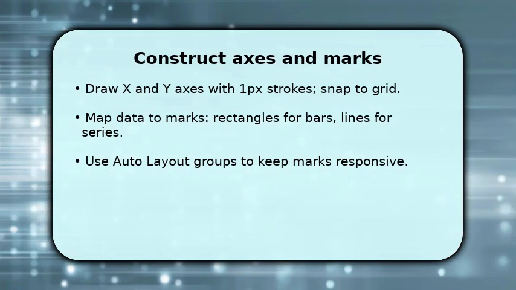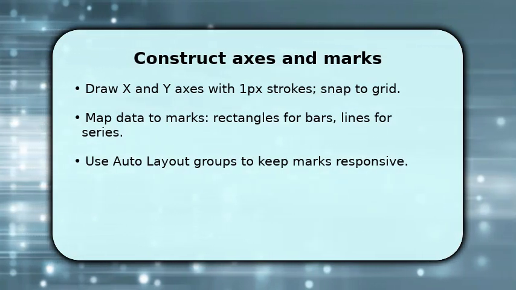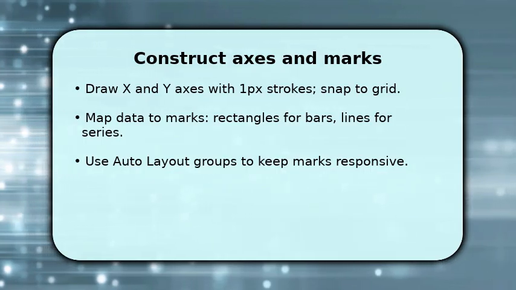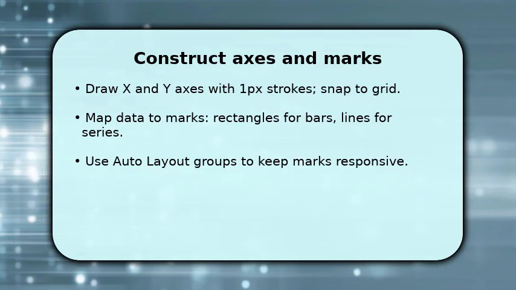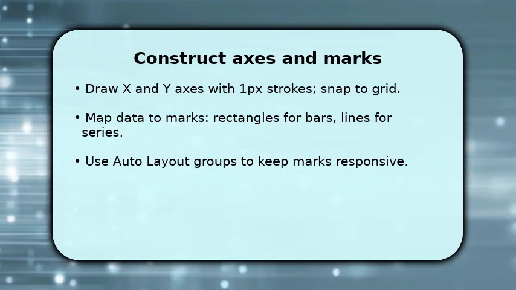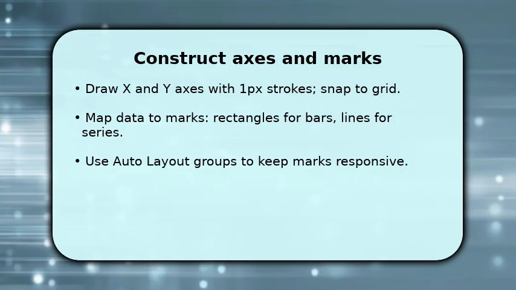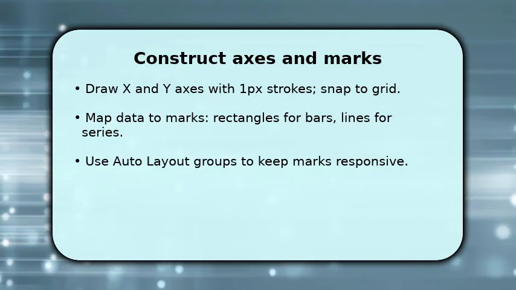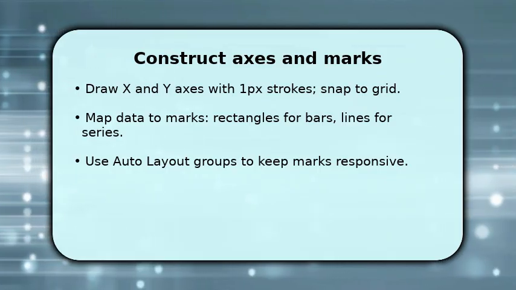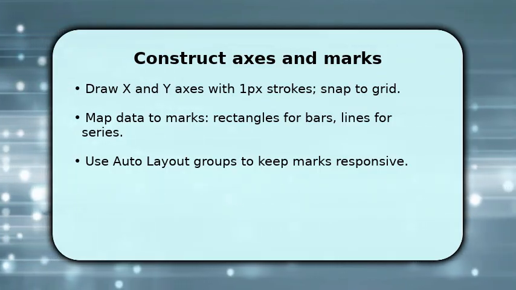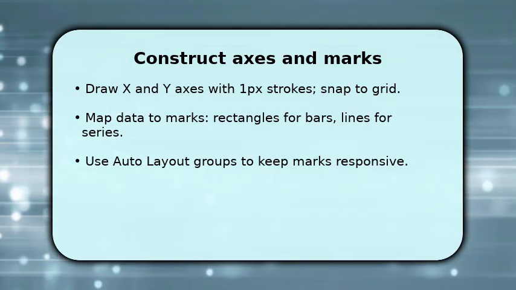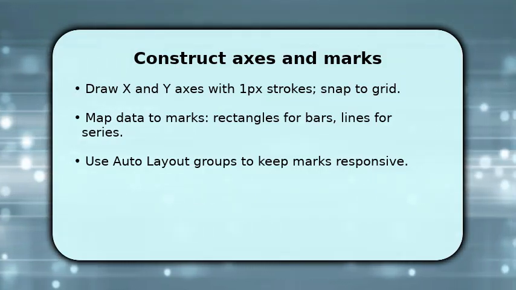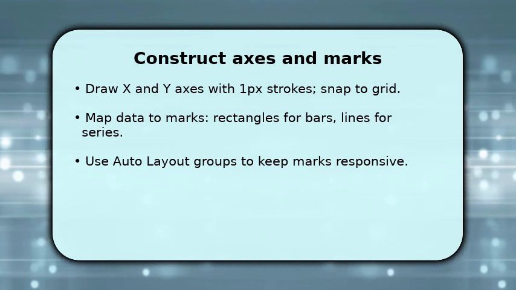Next, draw the X and Y axes using 1px strokes and snap them to the grid so ticks align perfectly. This creates readable scales. Then convert values into visual marks. Create rectangles for bar heights or path strokes for line points, calculating pixel height from your data range so proportions are accurate. After that, group related marks with auto layout to make spacing responsive. This makes it easy to update values and preserves alignment when you change frame size or add labels.